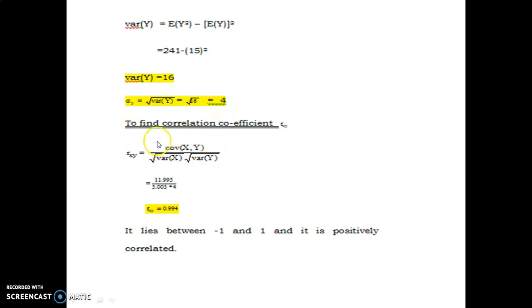The formula to find the correlation coefficient is Rxy, covariance of xy divided by square root of variance of x into variance of y. Substitute the values and we get the value of R as 0.994, which lies between -1 and +1. So here the value is between 0 and 1 and it is positive. So the two variables x and y are positively correlated.